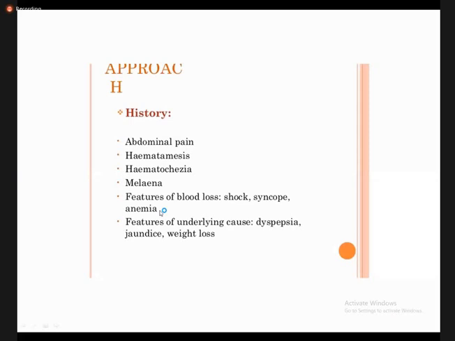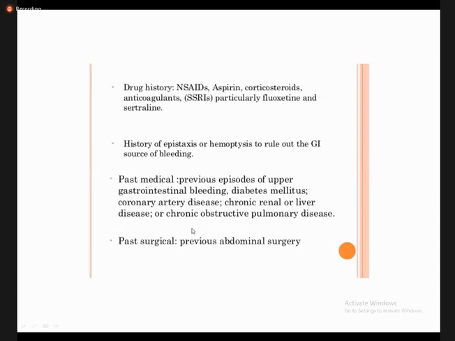Is the patient anemic? Anemia usually indicates a chronic bleed or a profuse upper GI bleed, as it takes time for the body to compensate and the patient becomes anemic. Then the features of the underlying cause I have already discussed.